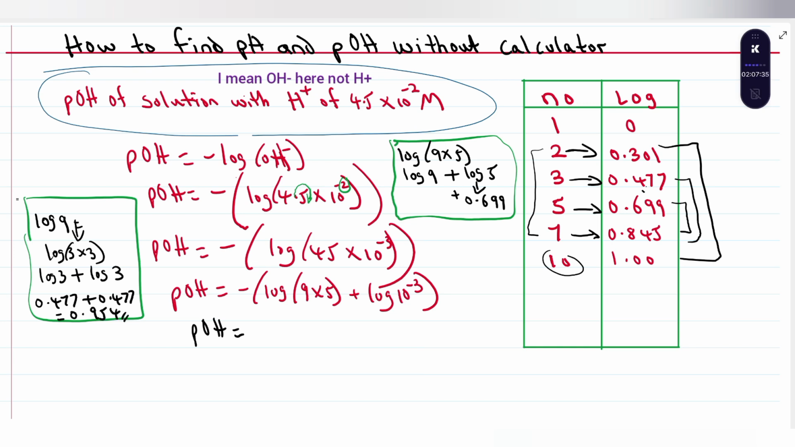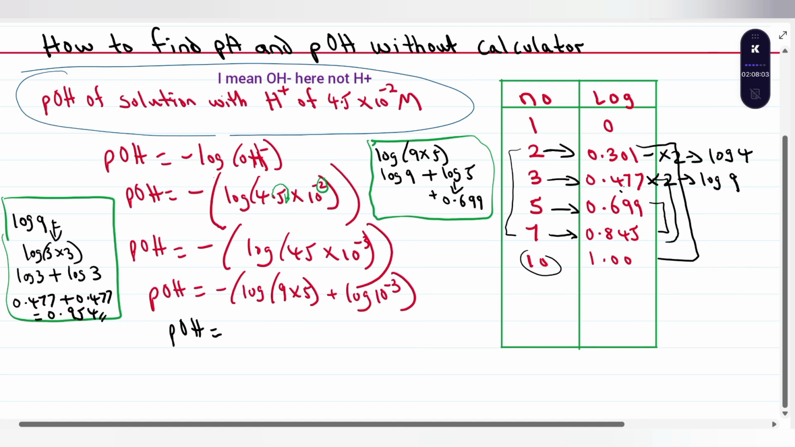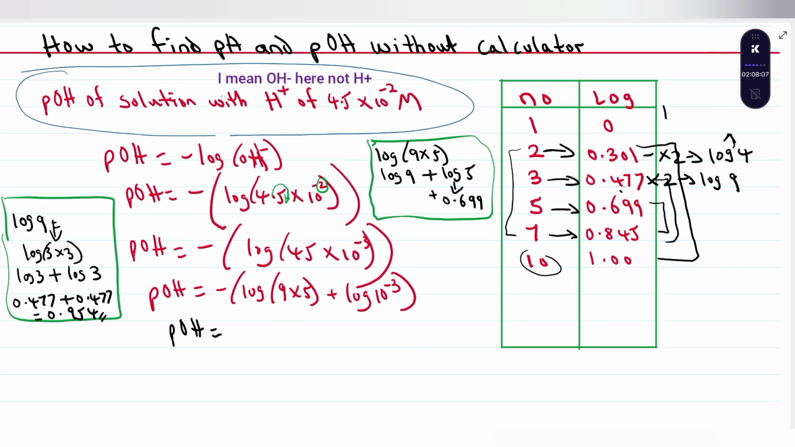So you can easily look through it directly and say, since 9 is the square of 3, multiplying log 3 by 2 will give us log 9. And since 4 is the square of 2, multiplying log 2 by 2 will give us log 4. So even log 16, since 16 is the square of 4, multiplying log 4 times 2 will give us log 16. So it goes on and on for those numbers that are multiples of each other, and you can understand.